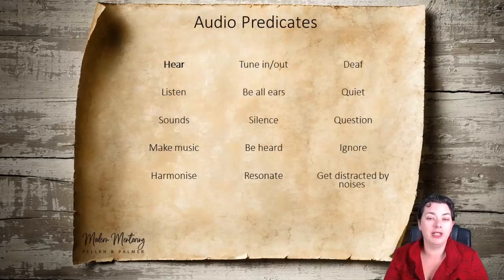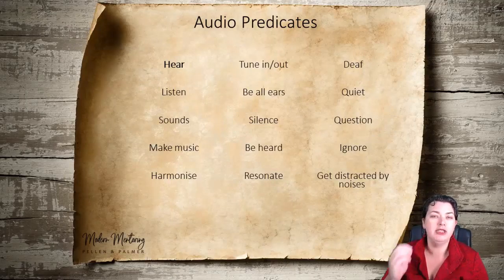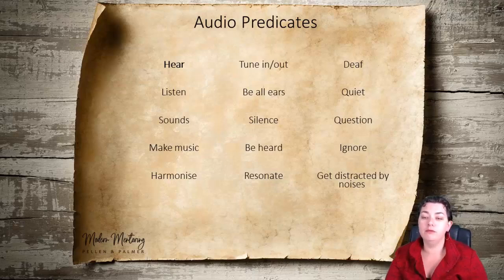So here are some of the predicates that audio people will use. They'll actually hear, so they'll tilt their head. They'll listen. They'll say, "You're not listening to me. You must listen. Listen to the sound of the universe." They'll use sounds. They'll make music. So they'll sing, they'll hum, they'll talk inside their heads. They harmonize. They tune in, they tune in and they tune out.